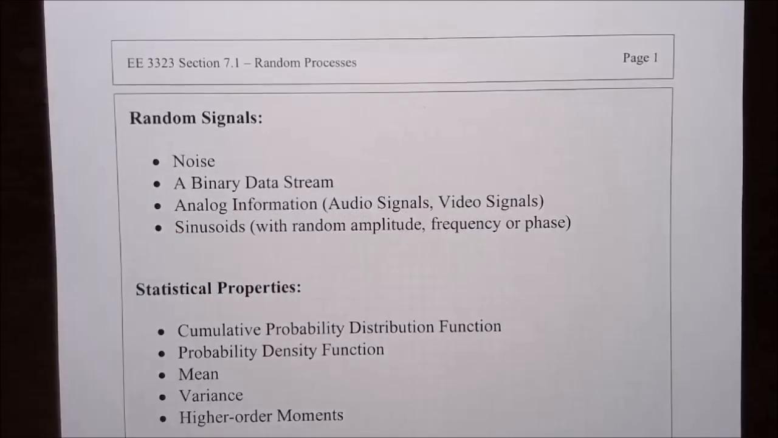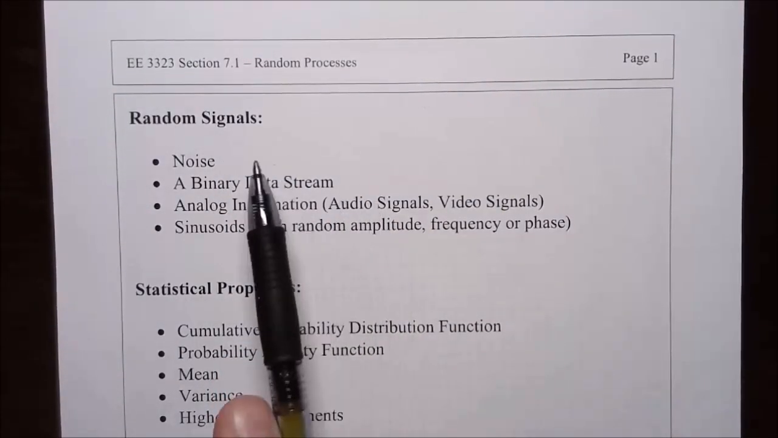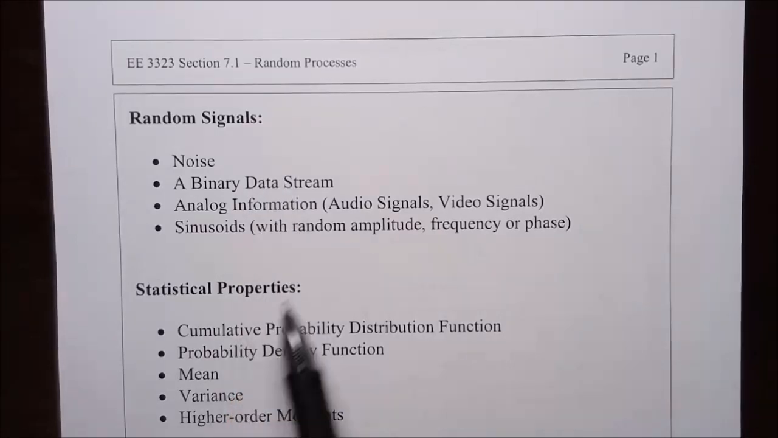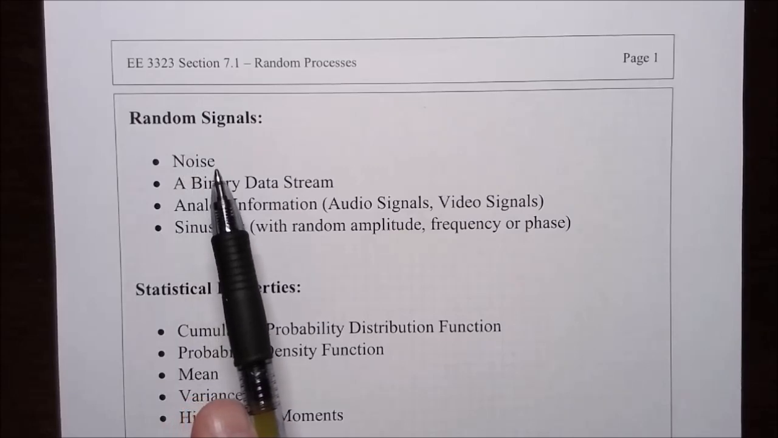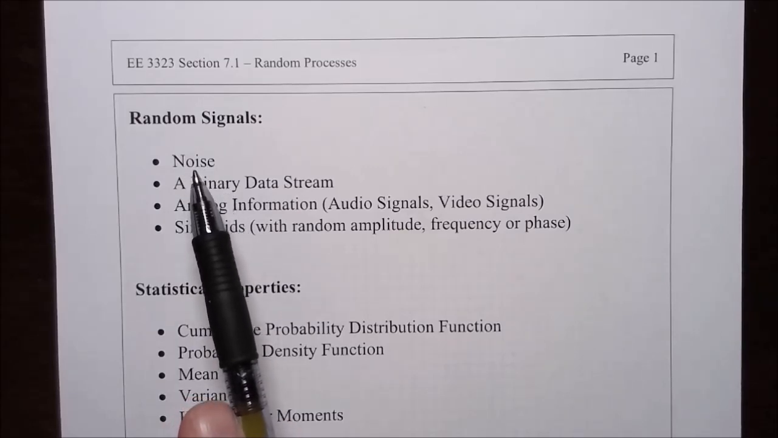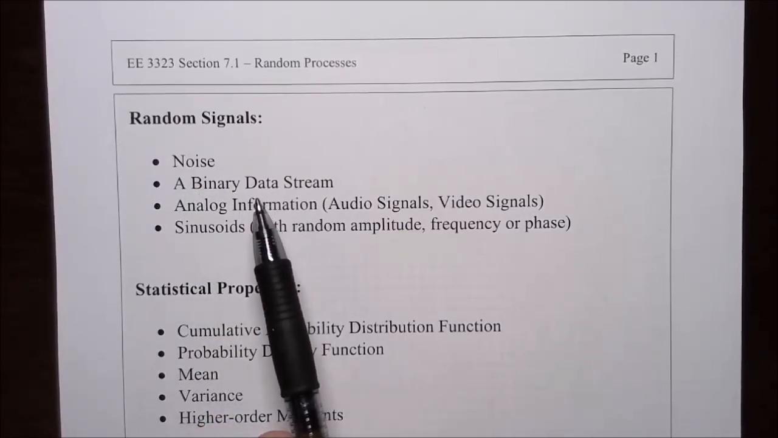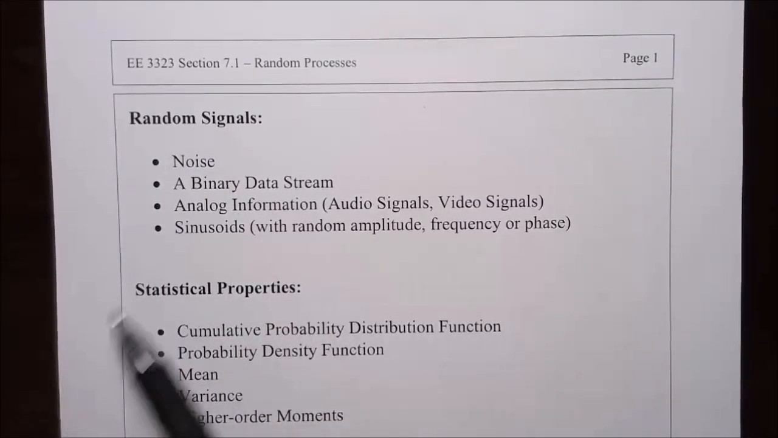I want to investigate some tools that can be used with random signals. We need these tools to describe a number of different kinds of random signals. The random signal we're interested in largely at the moment will be noise. These same tools we've already applied to binary data streams. They may also be applied in some cases to analog information.